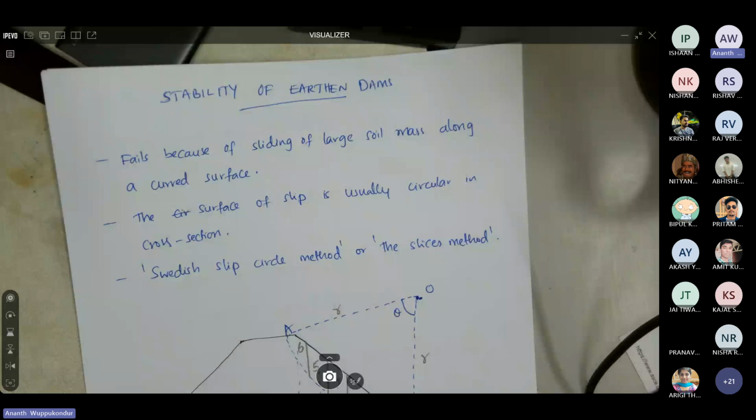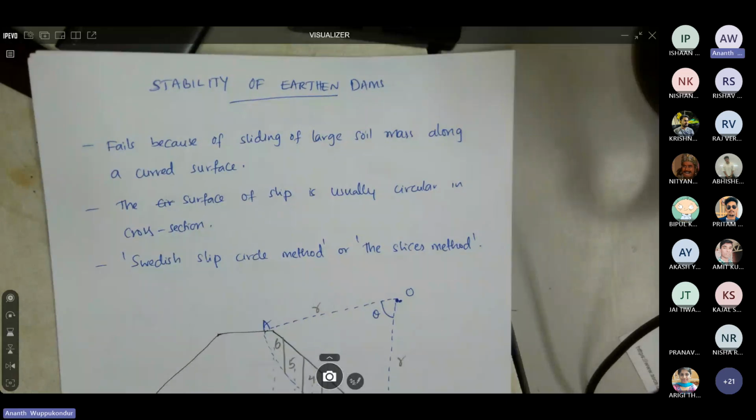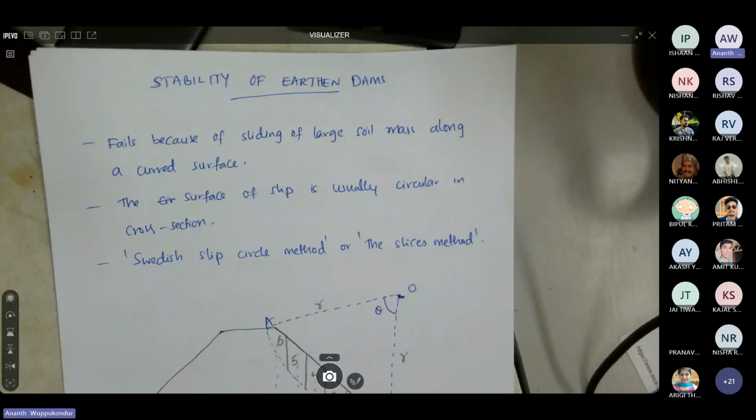In this class, we are going to talk about the stability of earthen dams, and this would be the last class on earthen dams. In the next lecture, we are going to start on spillways and gates on top of spillways. So today, let's start with the stability of earthen dams.